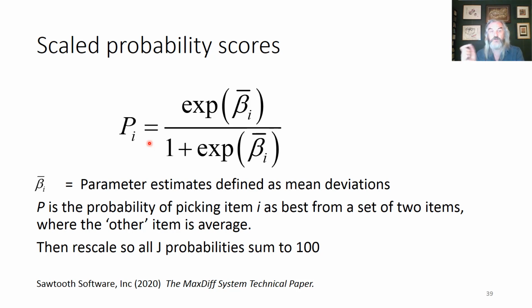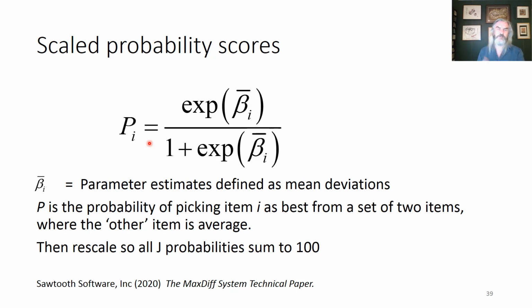So this is now going to put us onto a ratio scale, because we've got some meaning now of what 0 means. A 0 means there's zero chance that you would have picked that item as best, and it's constrained at the top end by 100. So it's got some nice properties.